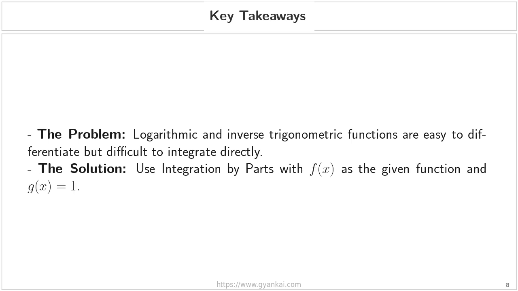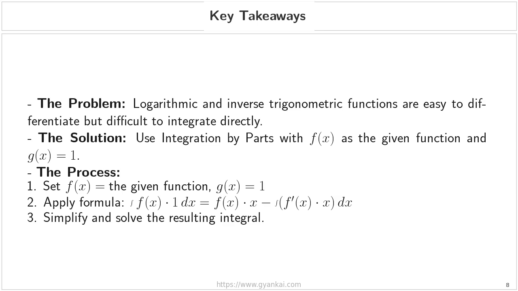Now, the solution? The trick, as we've demonstrated, is to cleverly use integration by parts. And the key is how we set up our functions. We treat the logarithmic or inverse trigonometric function as our first function, which we denote as f of x, and we pair it with a constant function, specifically g of x equals 1. This might seem odd at first, but it unlocks the solution. Let's break down the process step by step. First, we set f of x to be the function we're trying to integrate, the log x or arcsin x, and we set g of x equal to 1.